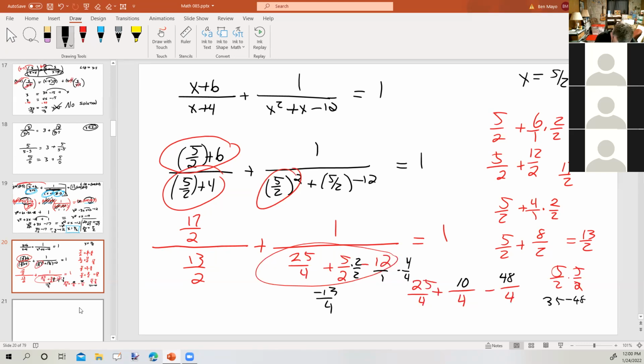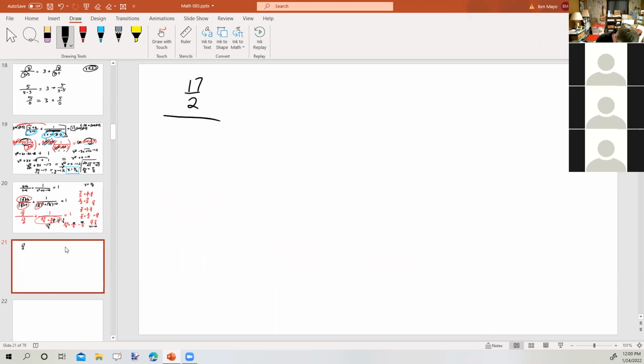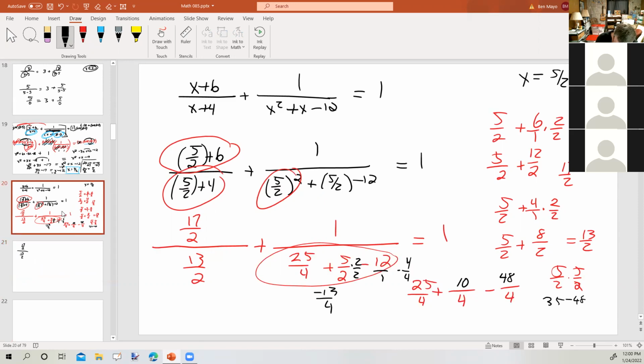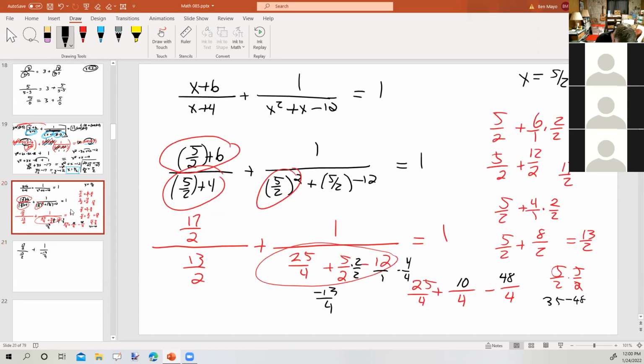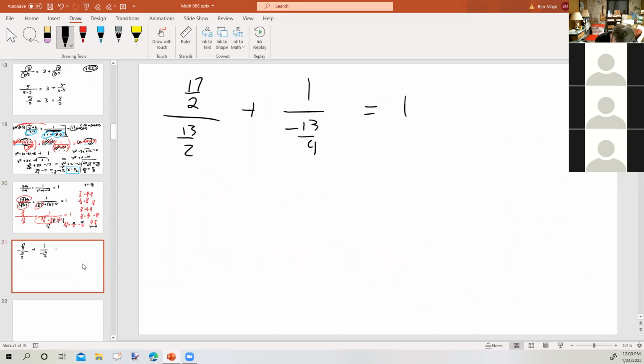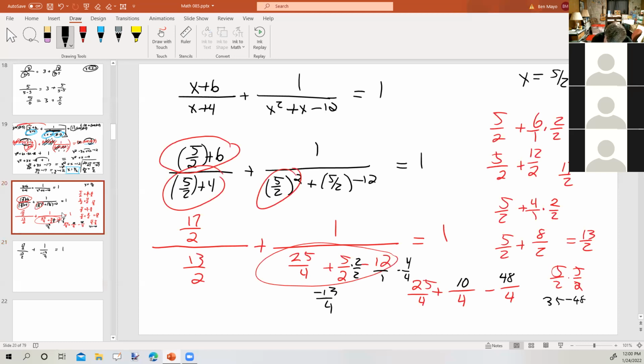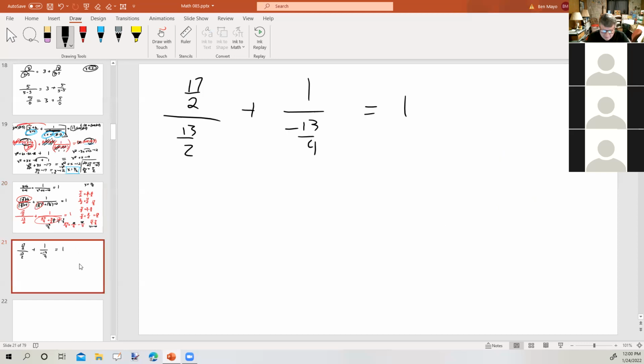So, boy, what have I got? I've got 17/2 over 13/2 plus 1 over negative 13/4 equals 1. Well, here's hoping. Let's see what happens. Did I make any mistakes there copying things? 25, 10, minus 48, 35. I think we're okay.